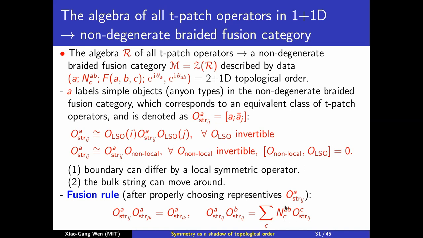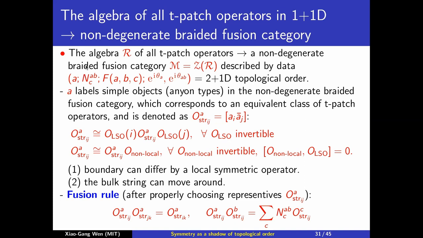When you put two onions together, you get a third onion, but it may contain sums; some onions become a superposition of operators. Again, this is quite amazing. Therefore, from the string operators, we can recover how many types of onion there are, what their fusion rules are, how onions fuse, by studying the algebra of the string operators.